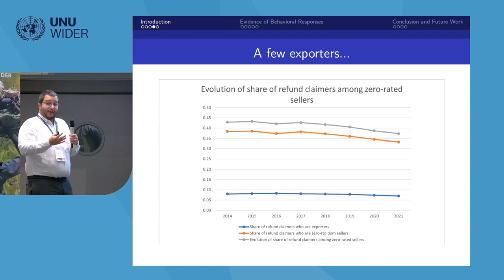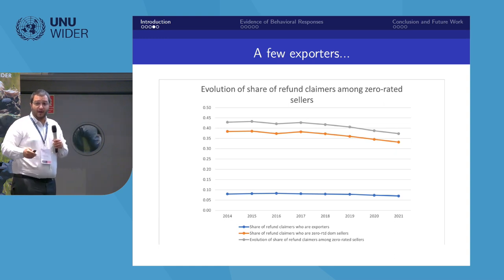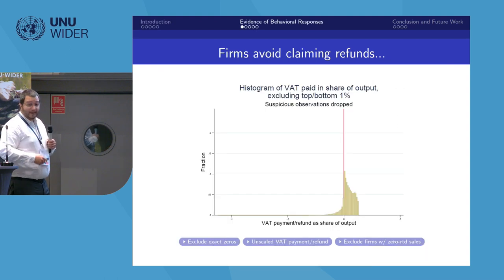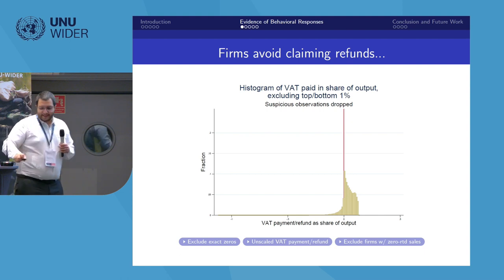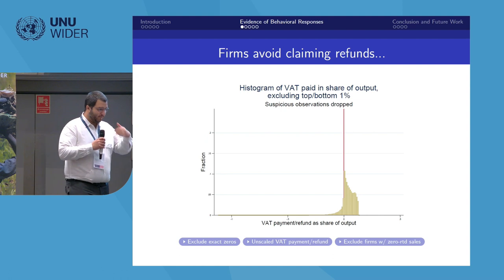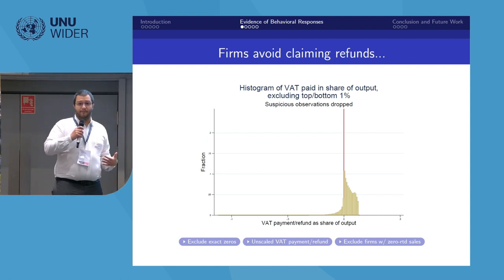you might actually think that the behavioral response is in fact not concentrated among sellers of zero-rated goods, but rather other firms that are claiming refunds for other reasons, like, say, lumpy investment. And indeed, we can confirm this when we're looking at bunching graphs, or just plotting histograms of VAT liability.